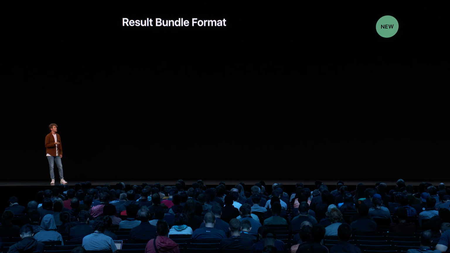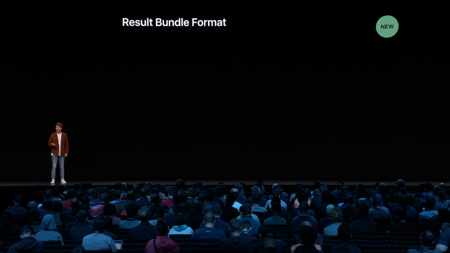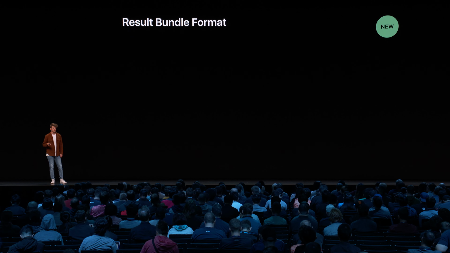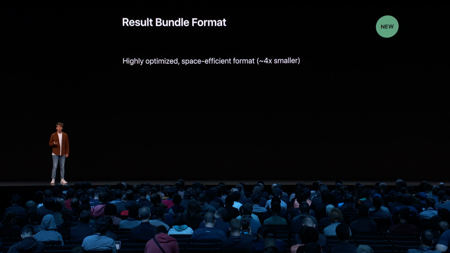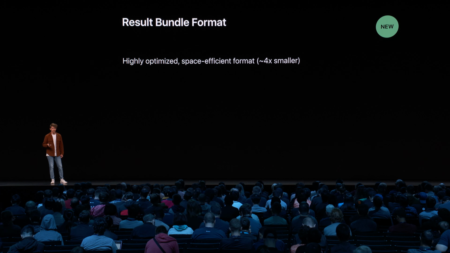Now, result bundles have been around for a while, but in Xcode 11, we completely redesigned the underlying file format, which has come with several benefits. First, the new format is highly optimized to be efficient on disk. In our own testing, we found result bundles to be 4 times smaller on average compared to the previous format. This is especially useful in continuous integration, where result bundles can be generated and stored at a very high rate.